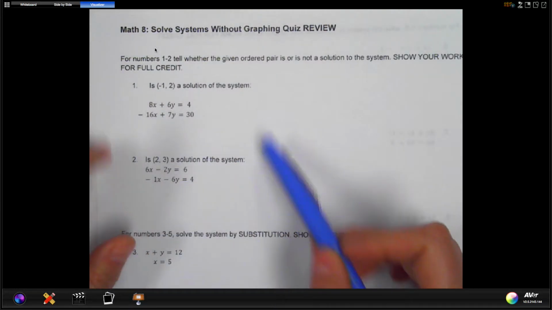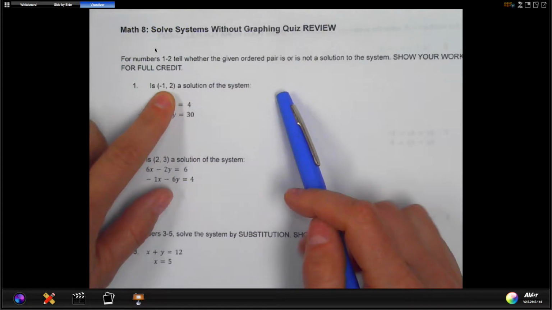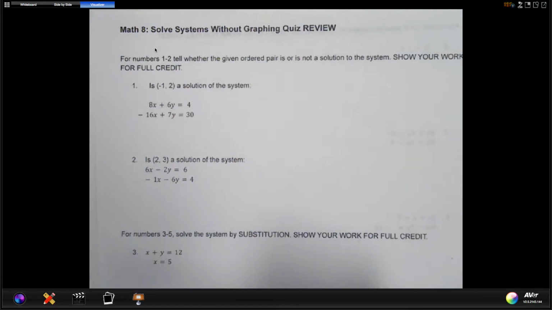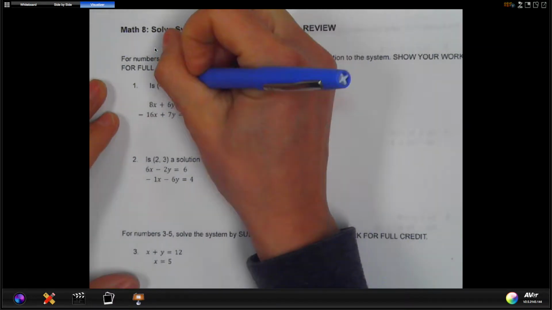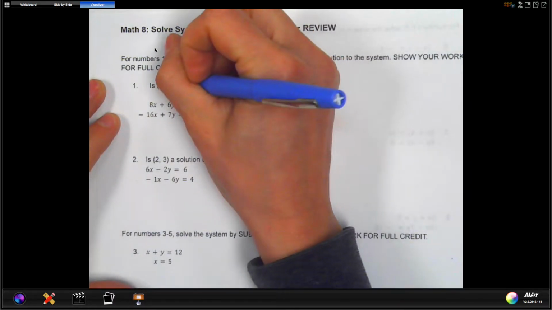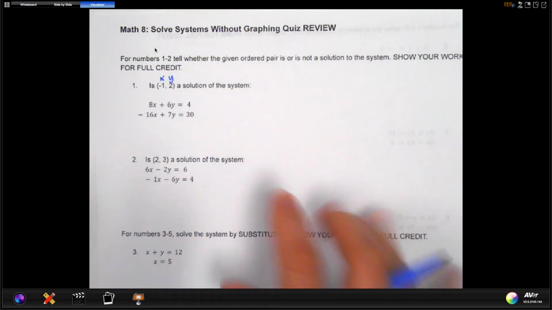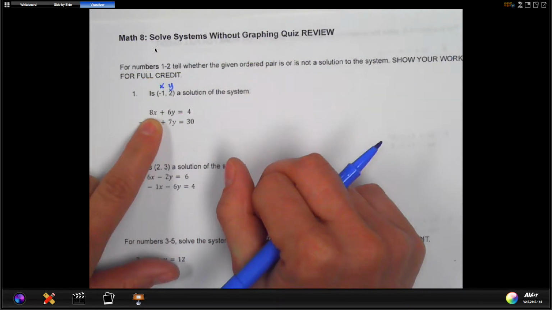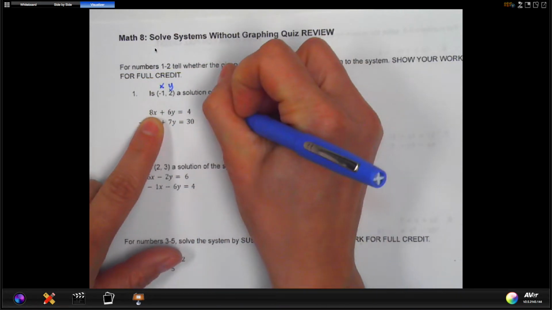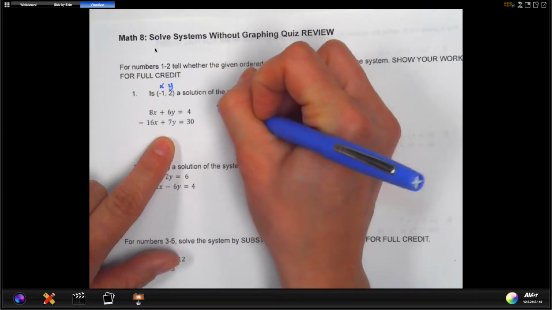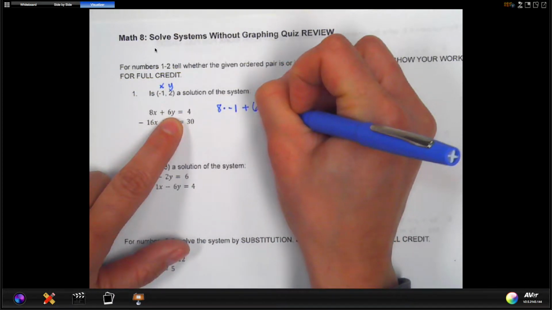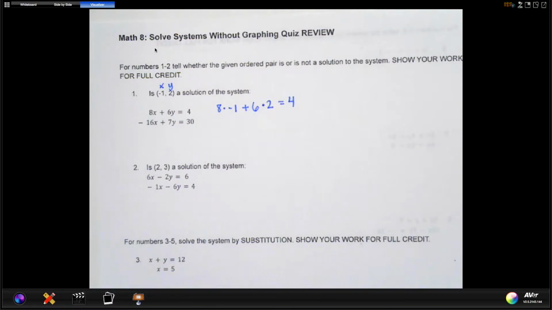The first section we're going to look at is if you're given an ordered pair, like -1, 2, and you're asked whether it is or is not a solution. Realize that -1 is your x-coordinate, and 2 is your y-coordinate. So you're going to substitute them both into your system and see if it works. In the first one, we have 8x, so we're going to say 8 times -1 plus 6, and instead of y now, we're going to say times 2 equal 4, and we're going to see if that works.